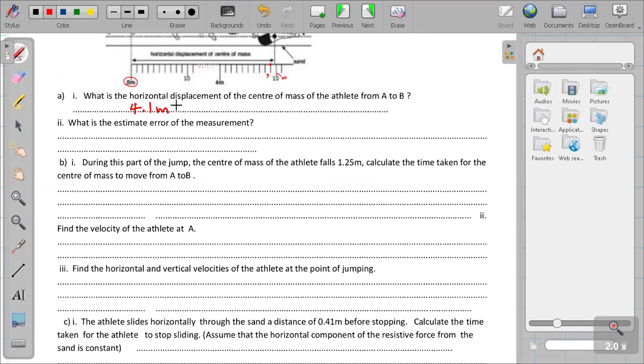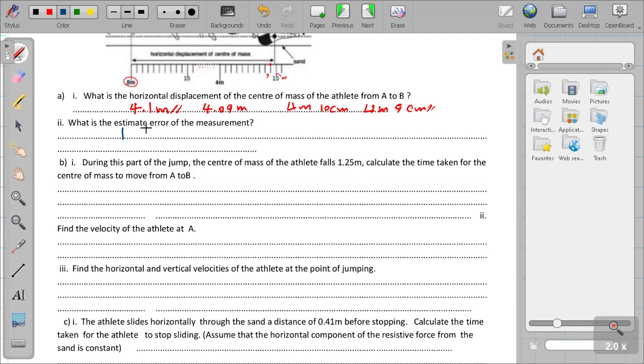4.1 meter. Or you can write like 4.09 meter. Or 4 meter and 10 centimeter. Or 4 meter, 9 centimeter. Whatever way you write, it is acceptable. What is the estimate error of the measurement?